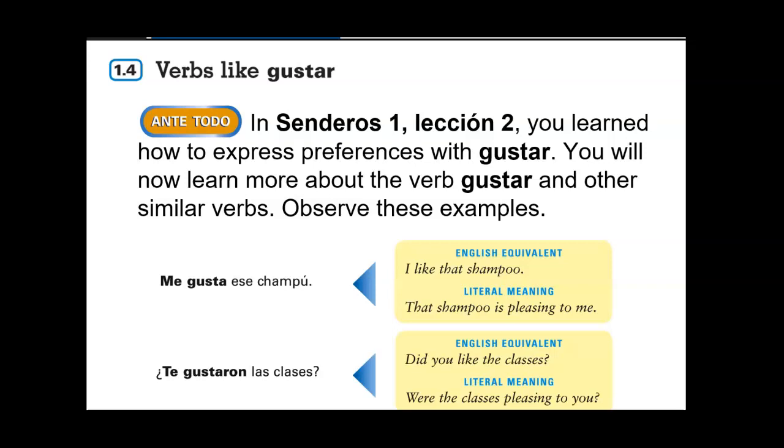Observe these examples. Me gusta ese champú. Te gustaron las clases. Remember, this is present tense. This is past tense, so the preterite. Okay, remember that it doesn't have a literal meaning. Well, it does have a literal meaning: that shampoo is pleasing to me. What it's saying in English is, I like that shampoo. So the literal meaning is a little different. All right, so moving on.